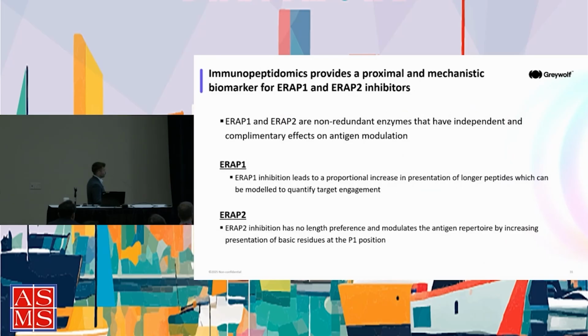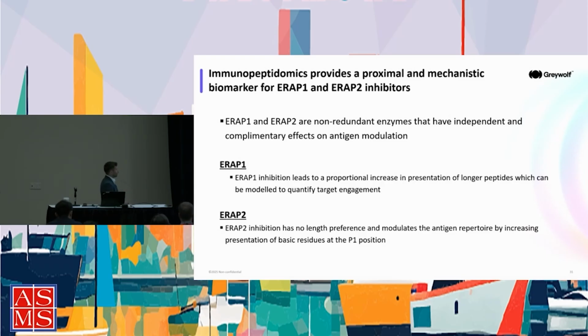So to wrap up and summarize, we've got two enzymes that we target. They're non-redundant, and they have complementary effects on the antigen repertoire. For ERAP1, we've used immunopeptidomics to not only understand what the biology of inhibiting these enzymes is, but also developed quantitative pharmacodynamic models where we can understand target engagement. And this target engagement is not only a binary, yes, you've engaged the target, it's completely dose-dependent, and we've been able to show dose dependency many times.